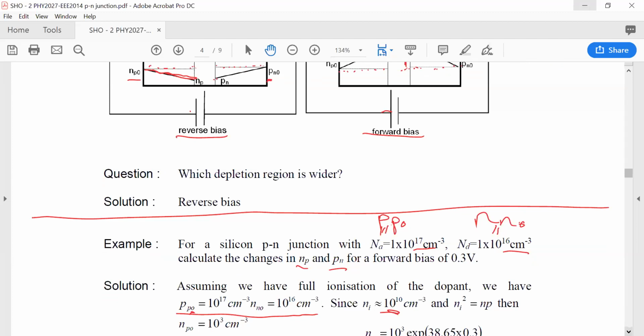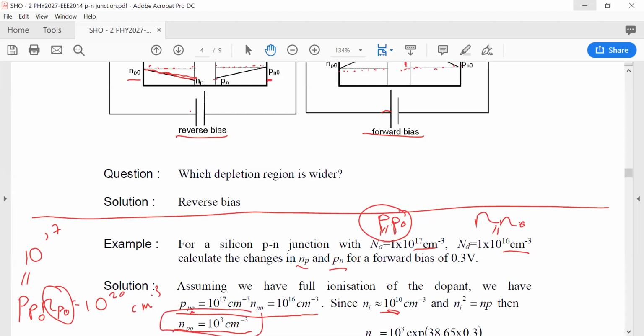So that means in the p-type region, we have to have an electron concentration at equilibrium of 10 to the 3. The number of electrons in the p-type region times the number of holes in the p-type region has to be 10 to the 20 per cubic centimetre. We know that pp is 10 to the 17, it's given in the question, so this number of electrons, np, or np0, is equal to 10 to the 3.